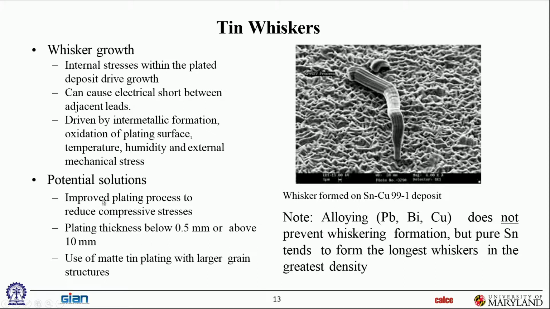So the solution is to reduce the compressive stresses, both from the internal plating process as well as from external sources. Use larger grain sizes, so there's less risk of running into a grain that's oriented in the wrong direction. And people have toyed around with a certain amount of alloying. We've found that to be a mixed success. Sometimes it helps, sometimes it doesn't.